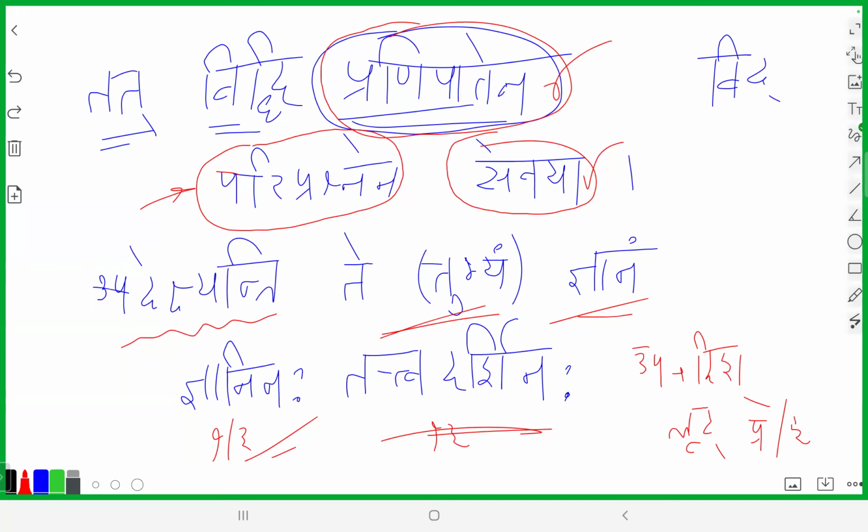Tattvadarshinaha jnaninaha tubhyam jnanam upadeksyanti. Right? Tat jnanam vidhi kena, paripatena pariprashnena sevaya. Right?